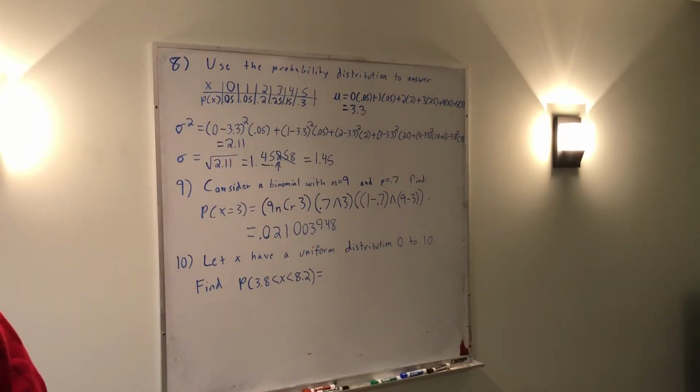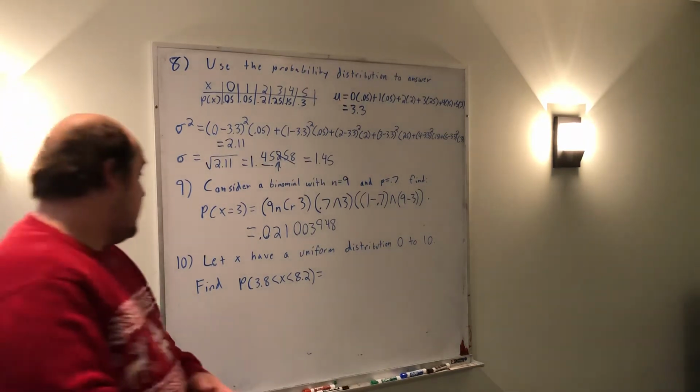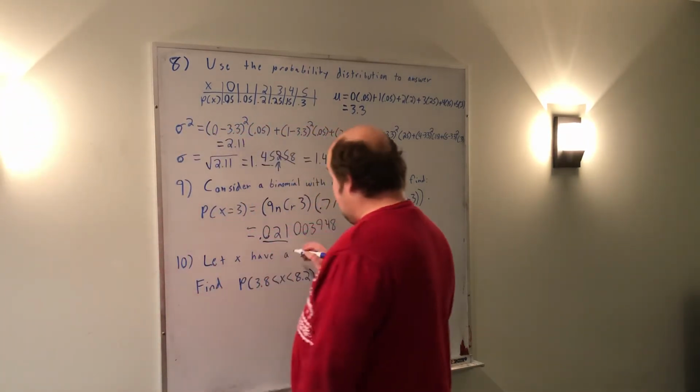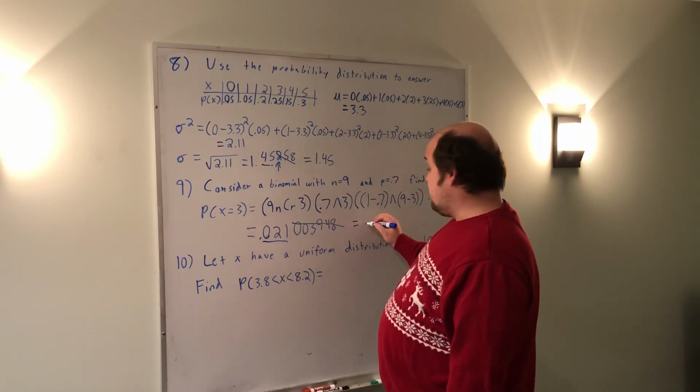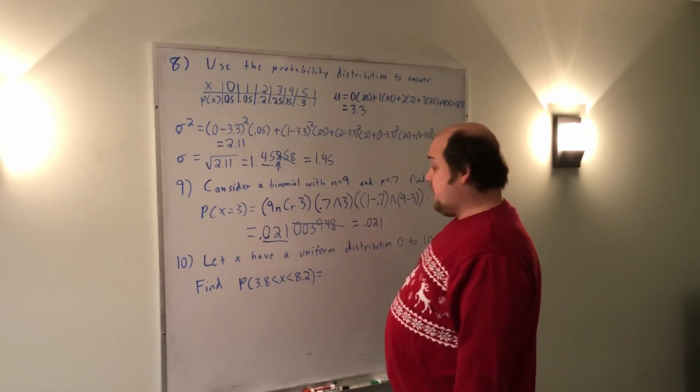Again, I want to look back to what it asked me for the number of decimal places. It says to round my answer to 3 decimal places. 3 decimal places is here. The next digit's a 0, so I can just drop all this. So my final answer would be 0.021.